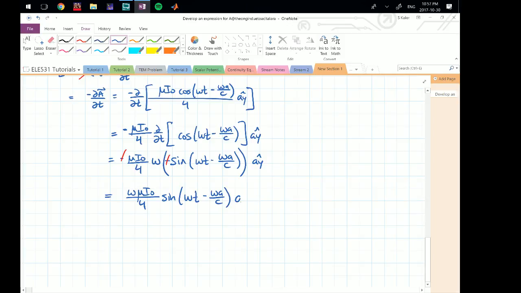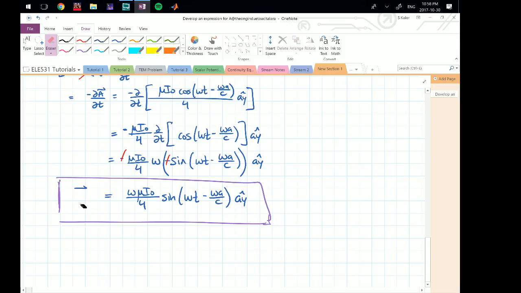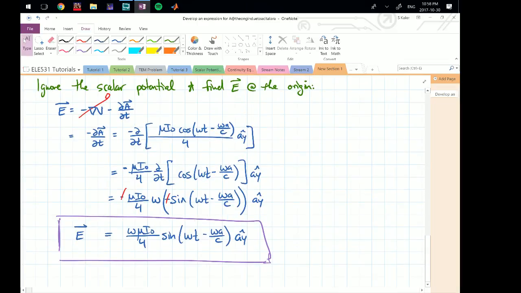And you can simplify that back to the way we had it before, but I'm just going to leave it like that because it really doesn't make much of a difference at this point. So this is, sorry, this is not a, this is e. This is e at the origin.